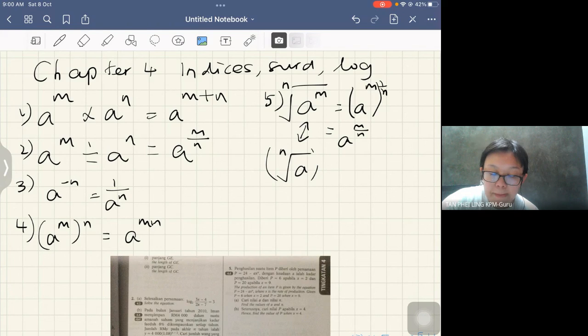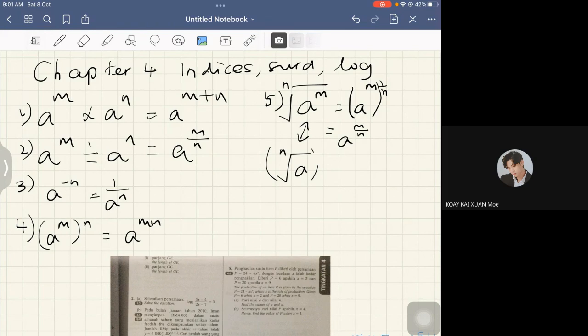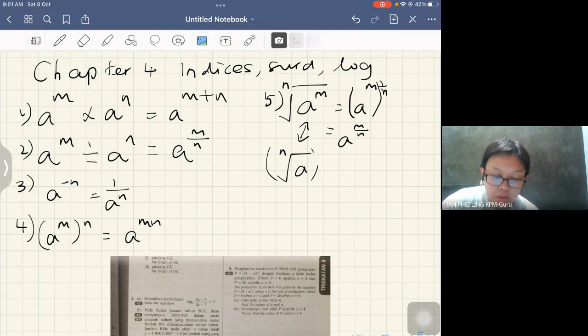Teacher, number 2, a^m divided by a^n should be minus. Oh, correct. Yeah. Thank you so much. No wonder I find it like something wrong, because I was stuck here. I was looking at number 5 and number 2 like the same.